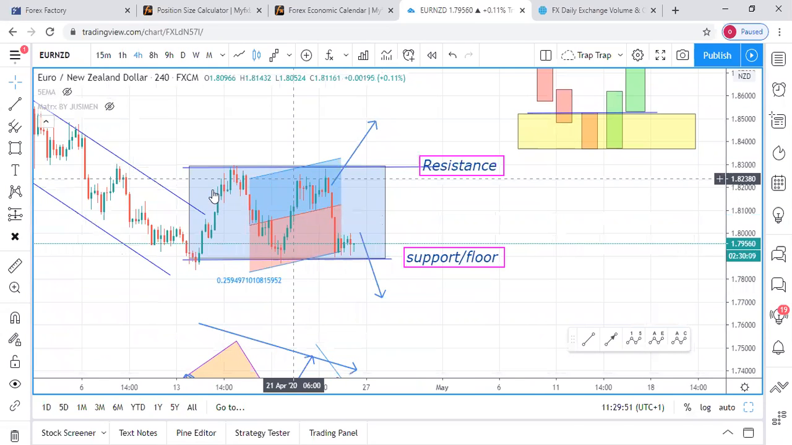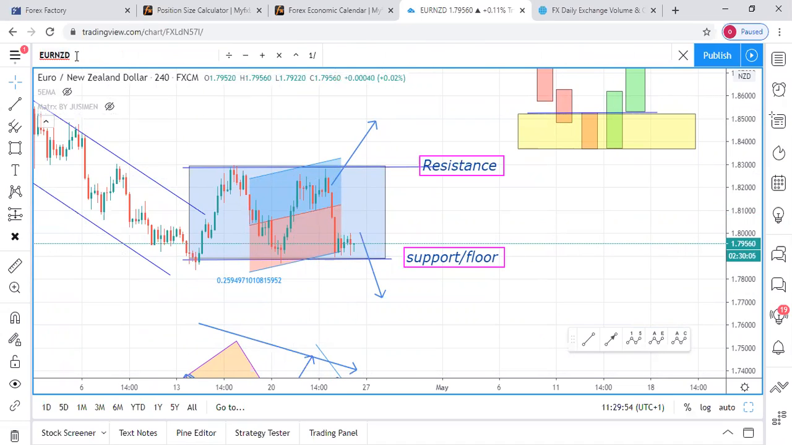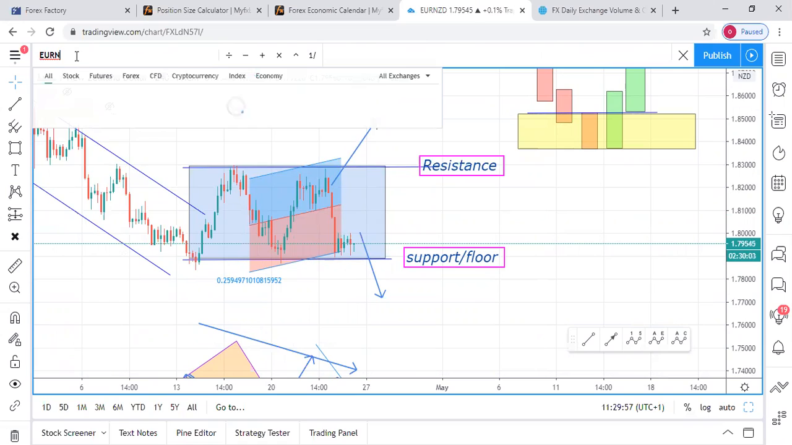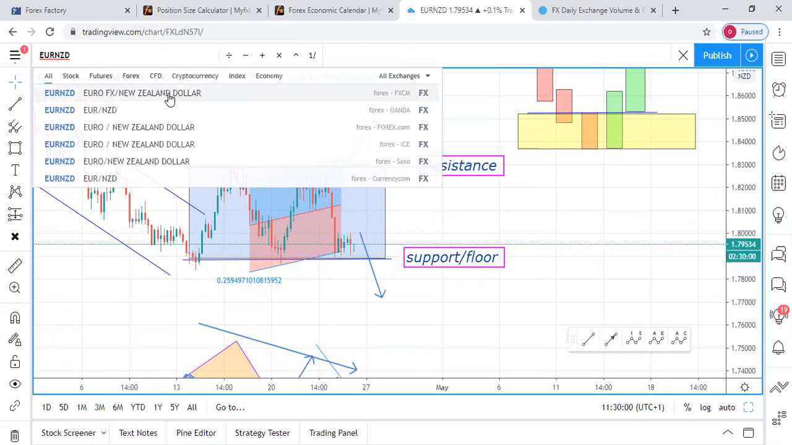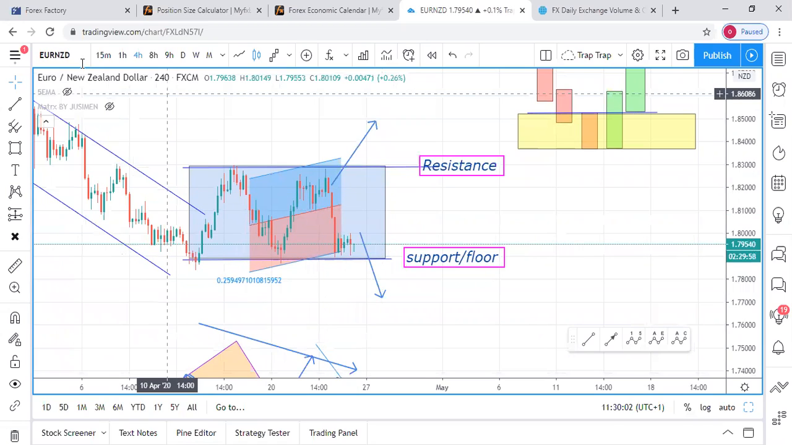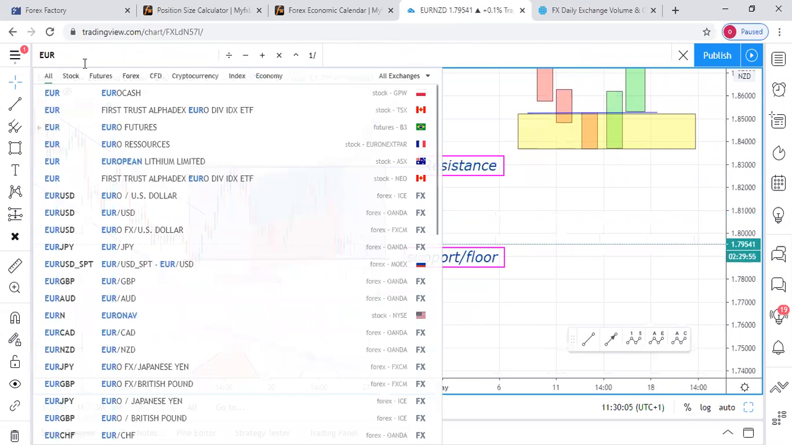This is Euro NZD, FXCM. I'll go to Euro NZD with another broker so that if we need to refer back to this, we can always come back. Let's go to Euro NZD.